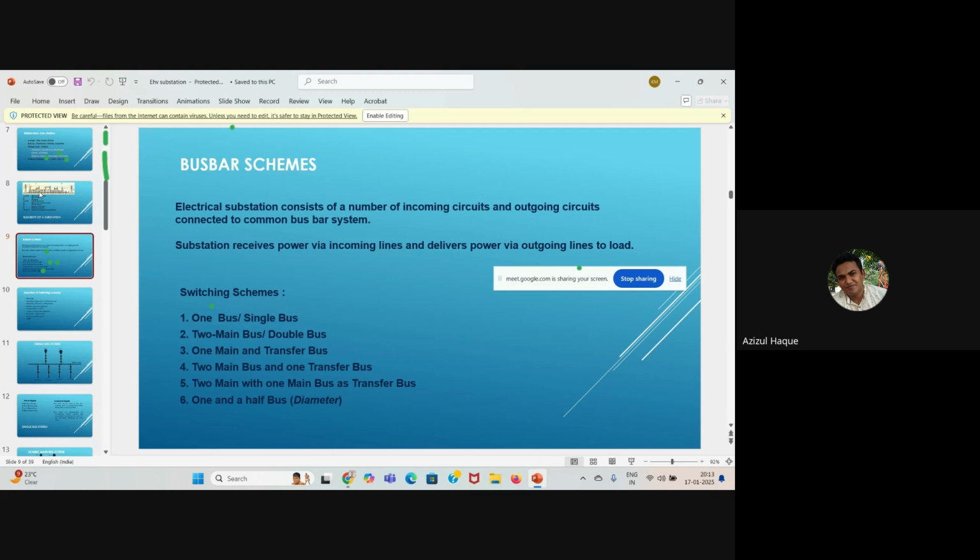Okay, so this busbar scheme, we make it a different kind of busbar scheme based on our requirement, cost, and all those things. Many types of busbar scheme are designed. So if you see, it may be single bus system, it may be two main bus system, it may be one main and one transfer bus system, it can be two main and one transfer bus system, or it can be 1.5 breaker system. So next slide.